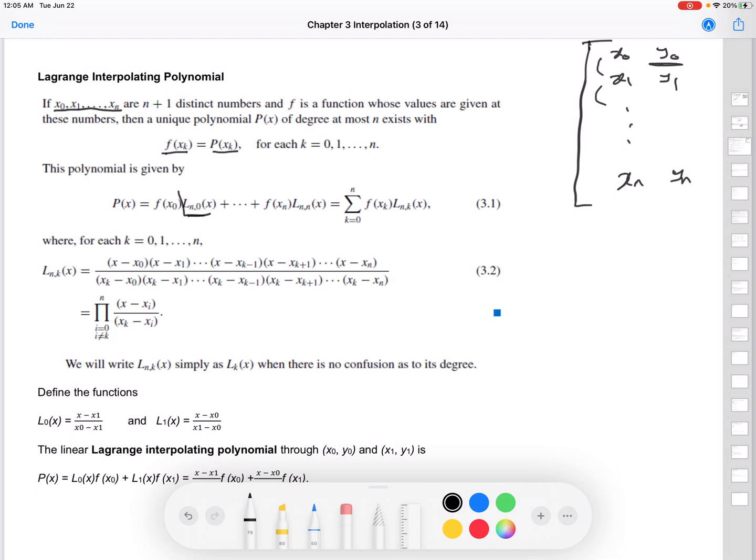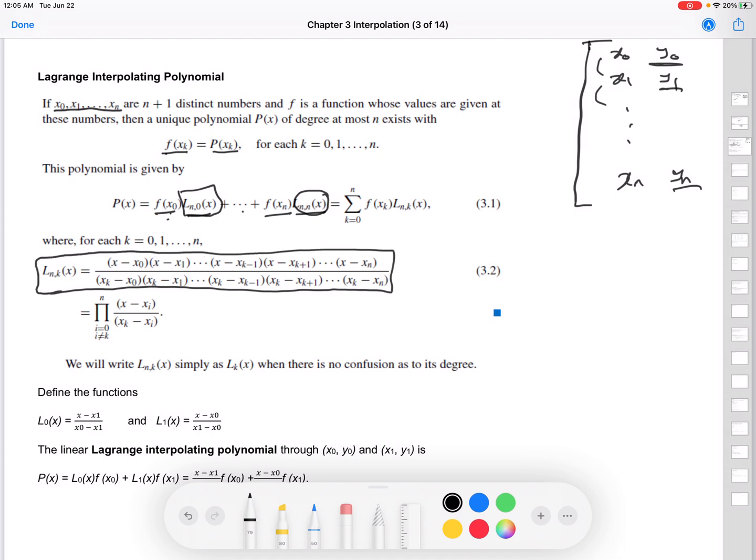So that will be some term L0 times f of x0, then L1 times f of x1, then Ln times f of xn. Now these f of x0, f of x1 are y0, y1 up to yn, and these are known. So we just need to find out these L0, L1, L2 up to Ln for all the n plus 1 points. How can we find that? There is a pattern for this one. This is the formula for finding those values.